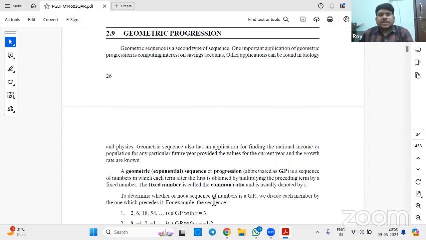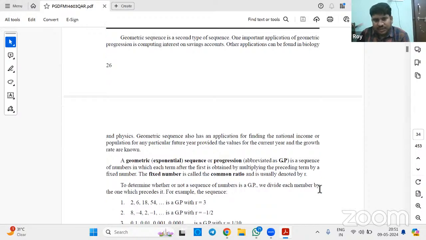What is an exponential or geometric sequence or progression? It is a sequence of numbers in which each term after the first is obtained by multiplying the preceding term by a fixed number. Again, I'm repeating: a sequence of numbers in which each term after the first is obtained by multiplying the preceding term by a fixed number.